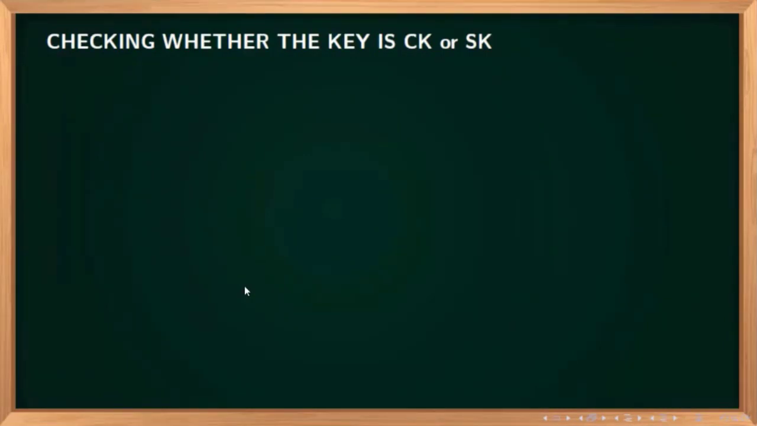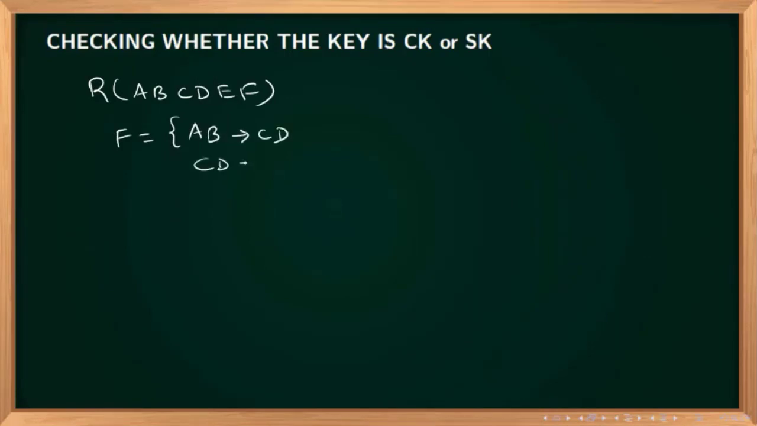With our same substitution method that we have learned, we can use it in many places. Sometimes they will give a question like this. Relation schema R(A, B, C, D, E, F). F equals AB gives CD, CD gives AB, B gives A, C gives EF. Their question will be like this: some attribute set is given. I will just give an example.